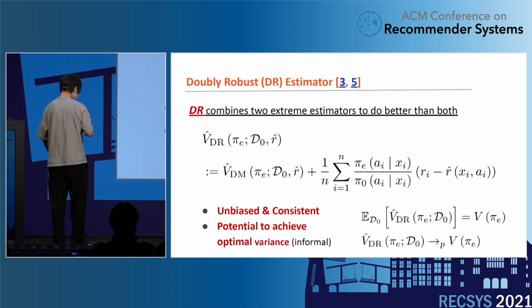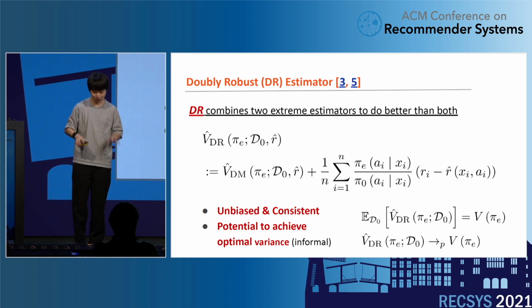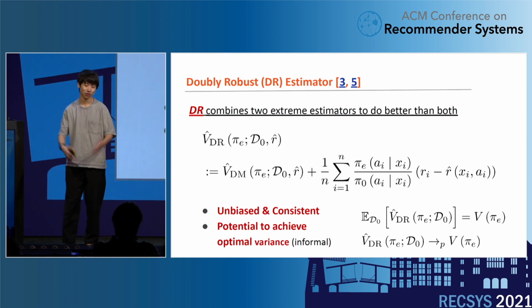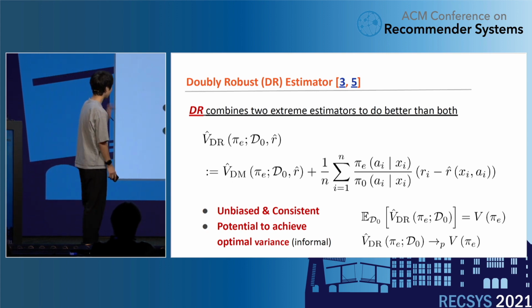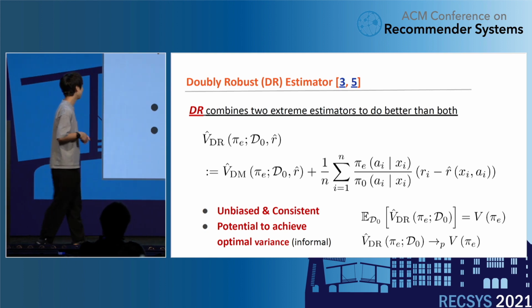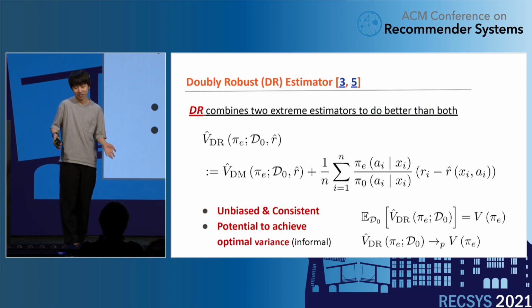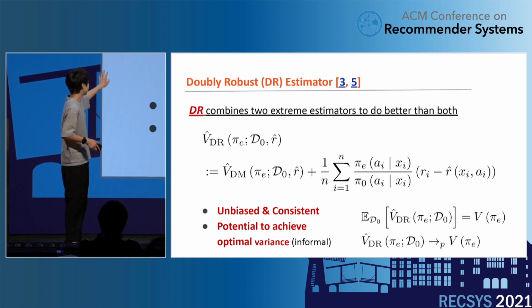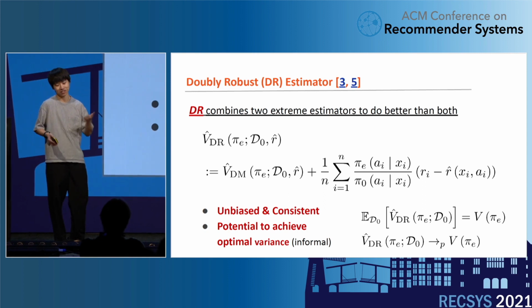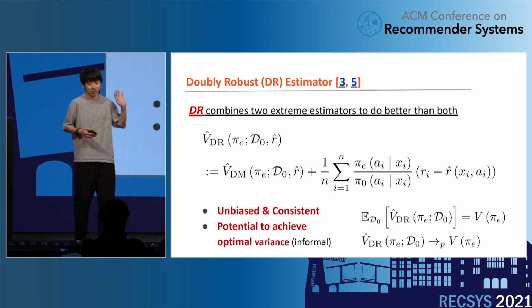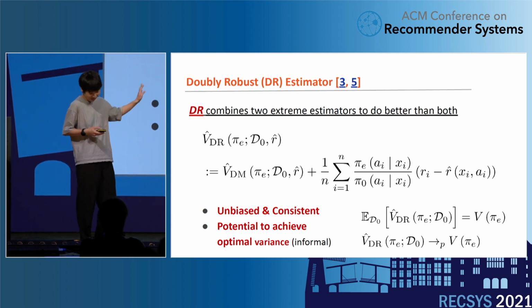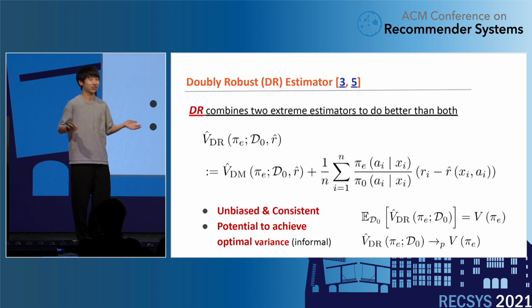And the other great stuff is that it has the potential to achieve optimal minimal variance among many possible reasonable estimators. This is kind of an informal statement, but you can just think of it as this is the optimal way of combining two extreme estimators. And also, in most cases, this doubly robust estimator has lower variance than the IPS estimator without breaking any favorable condition of the IPS estimator, which is great, right? So that's the main reason, I think, making this estimator so popular in the community.